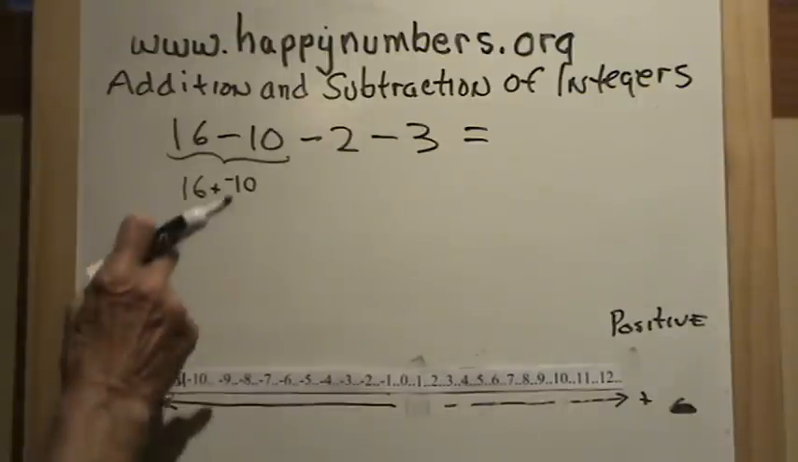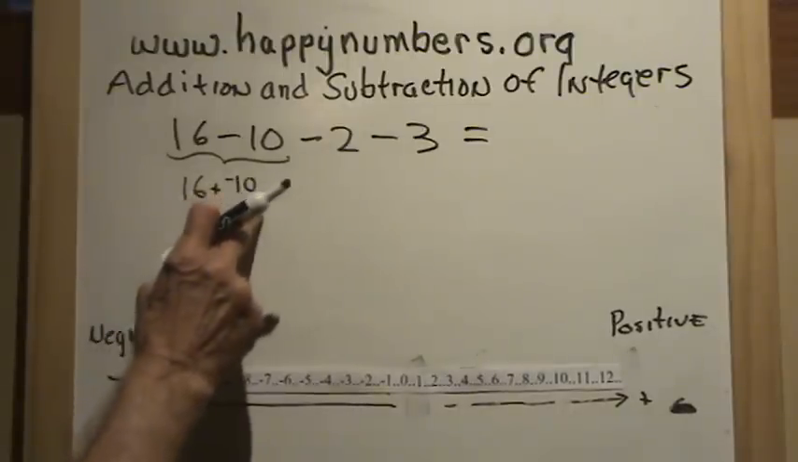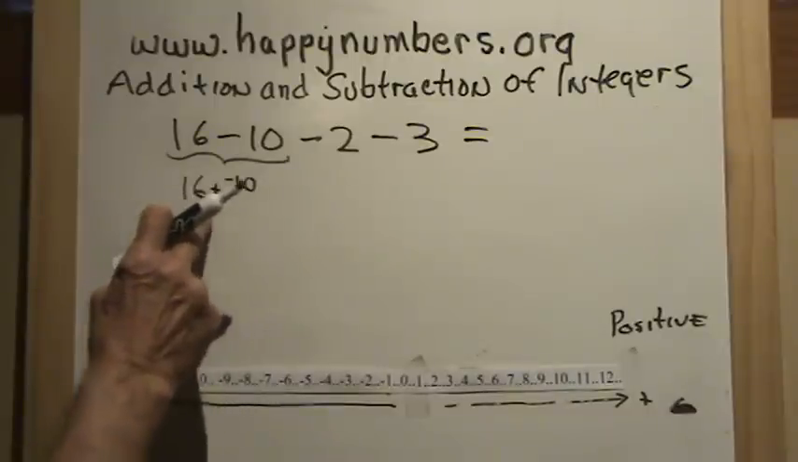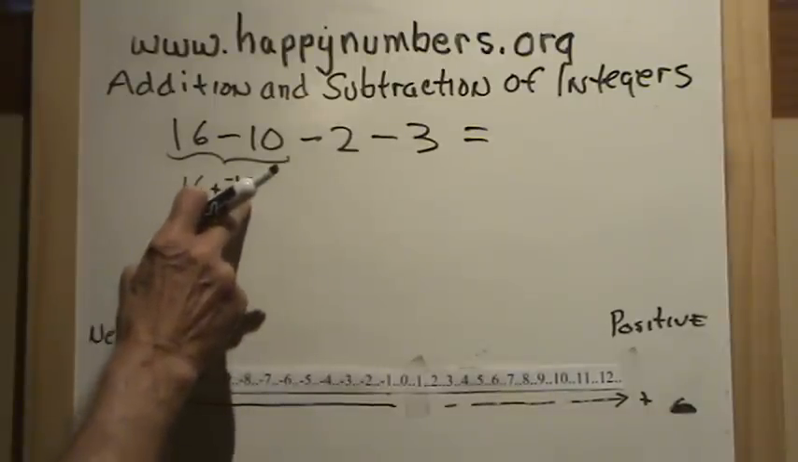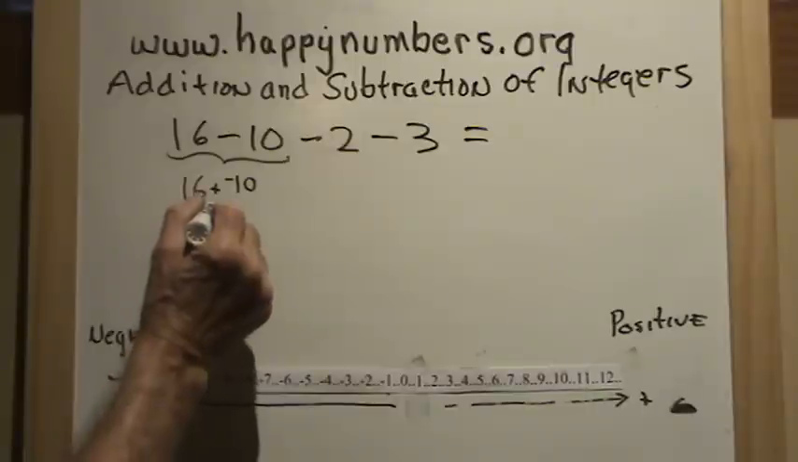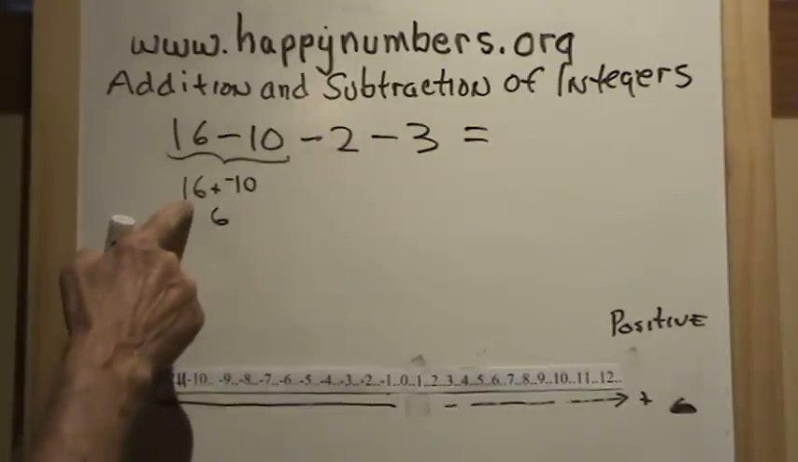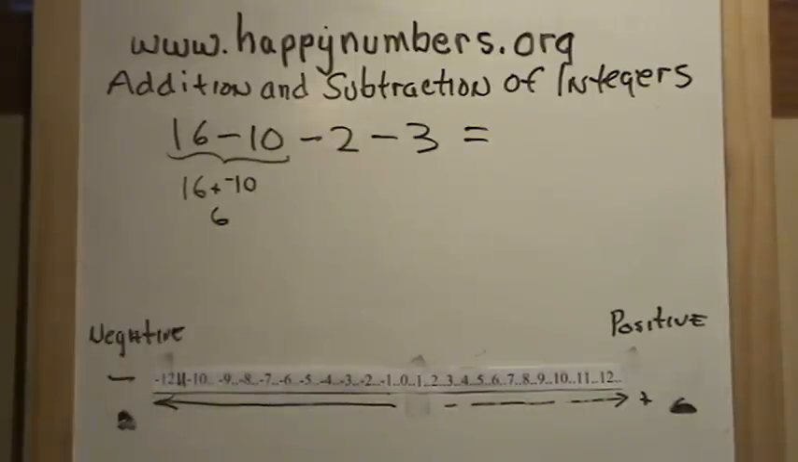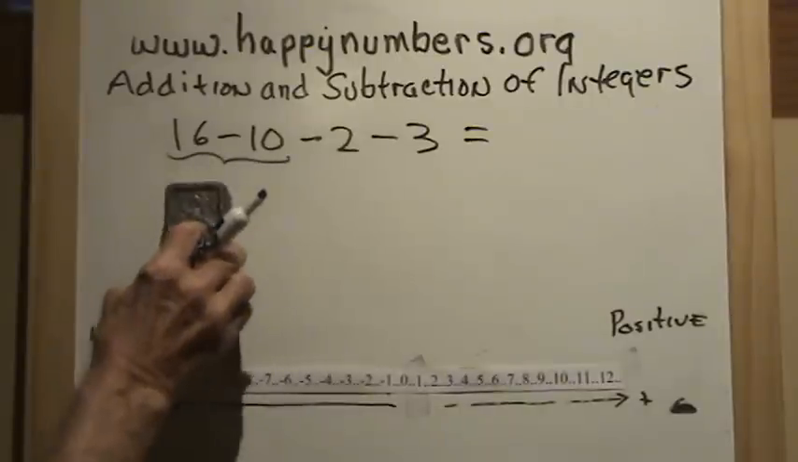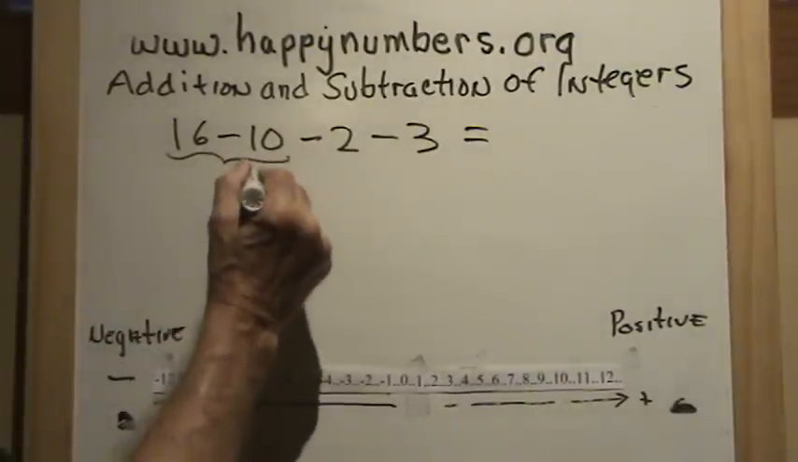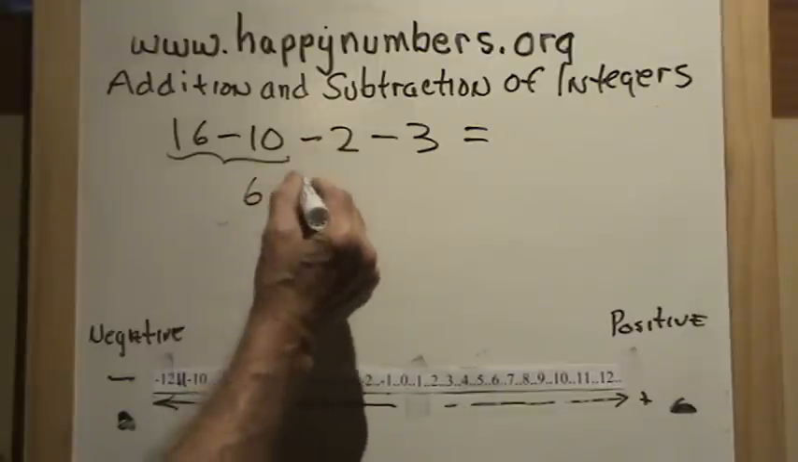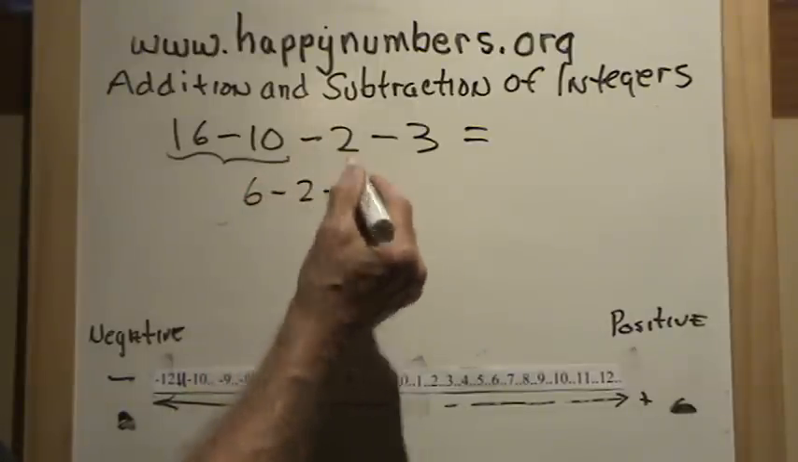So if I'm adding 16 plus a negative 10, I know the signs are different, so I take the smaller number away from the larger number. If I take 10 away from 16, I have 6, and I use the sign of the larger number, which is positive. So this expression becomes 6. So now I have 6 minus 2 minus 3.